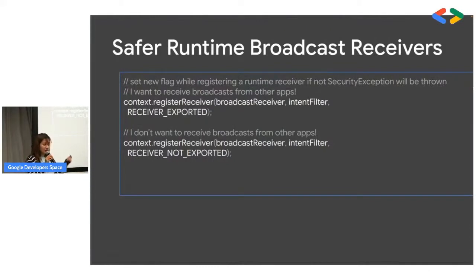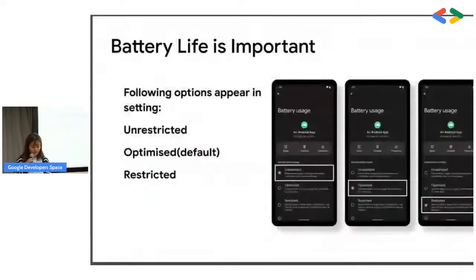If your app is targeting Android 13, you can expect a security exception to be thrown if you forget to use the new flags, receiver exported and receiver not exported, while registering a runtime broadcast receiver. And what about battery life?